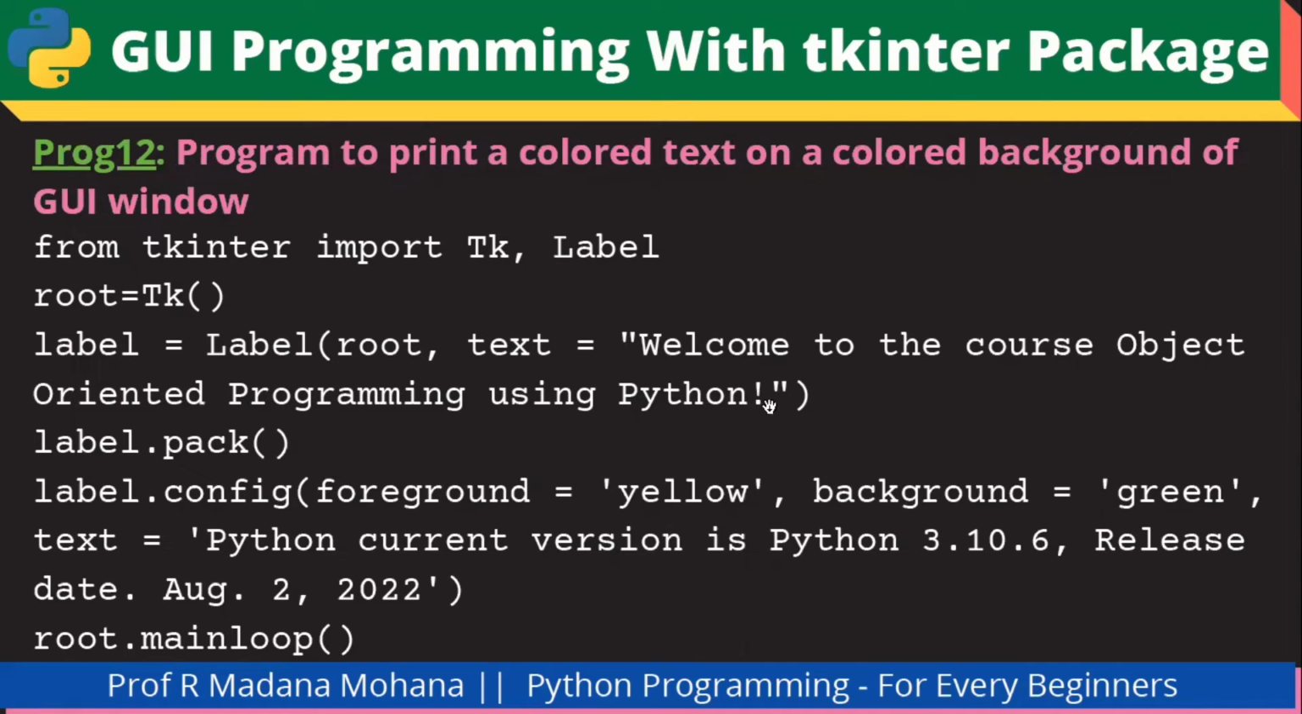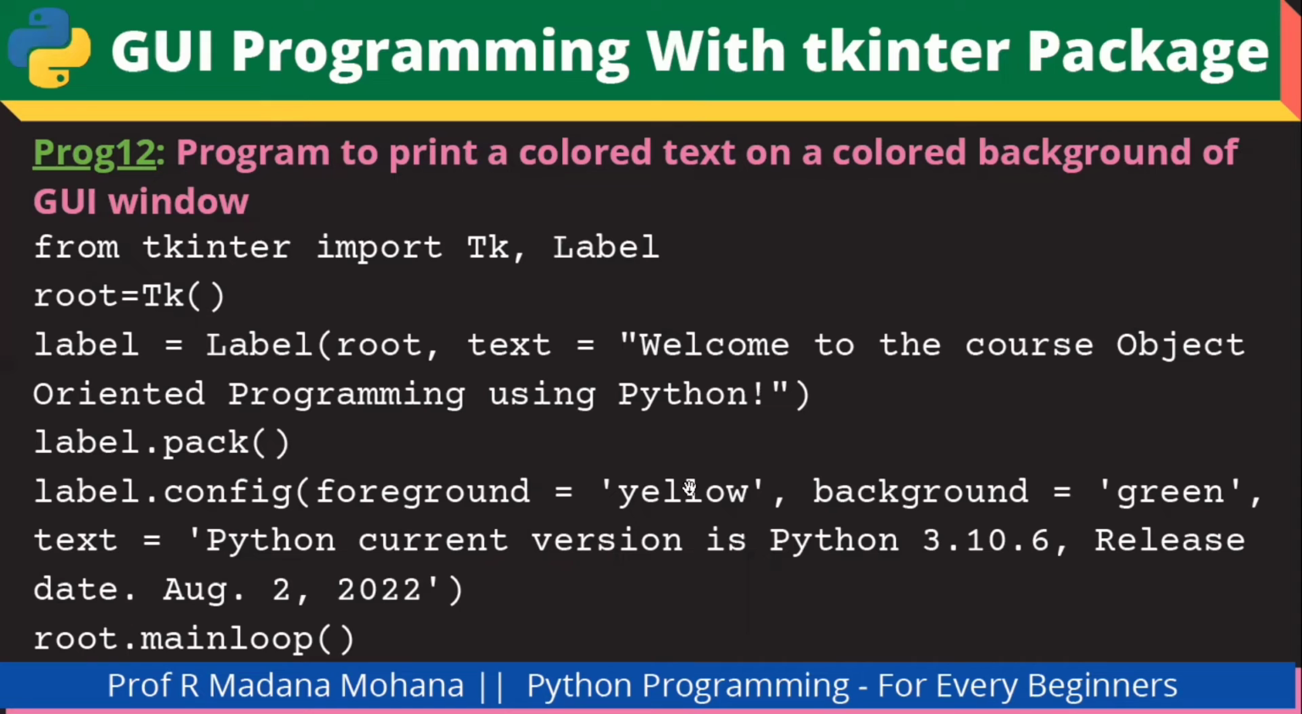So whatever the course name. Then you can pack this label1.pack. Then you can configure it by setting the color, background, etc. label1.configure, here foreground. So earlier you have used background. Now for text color you use the method foreground. Foreground equal to, here I have given yellow, comma background equal to green.